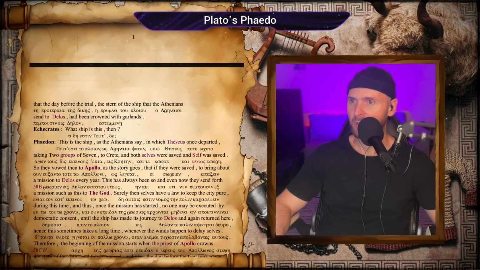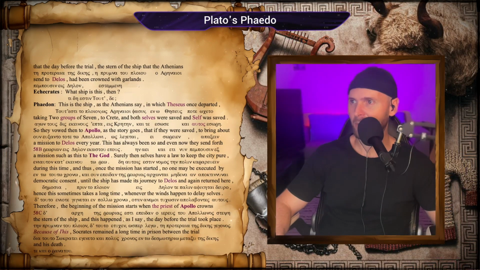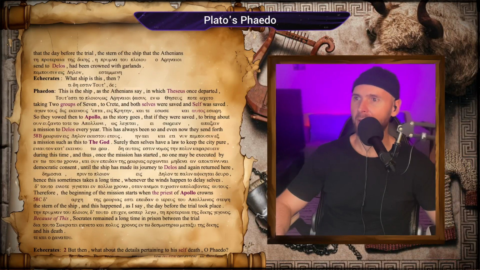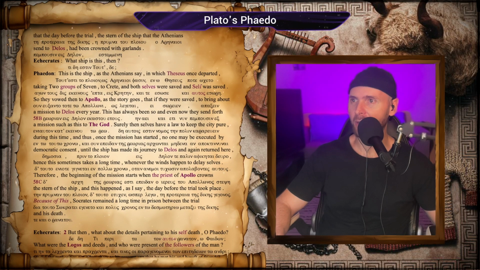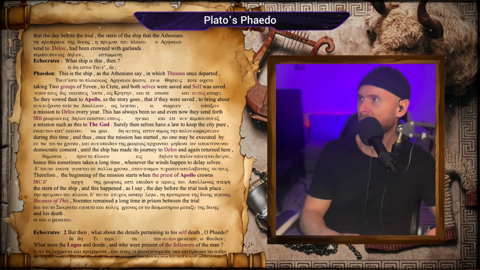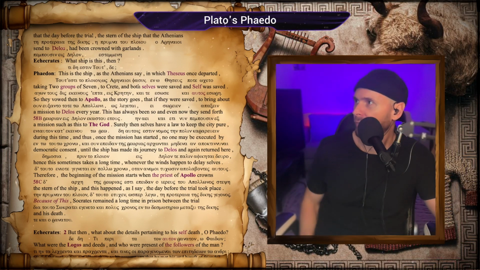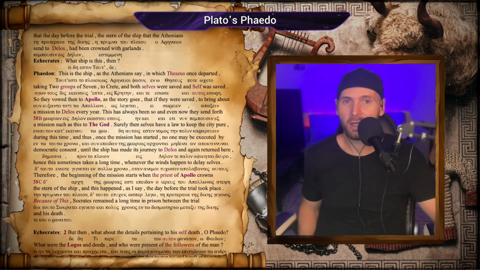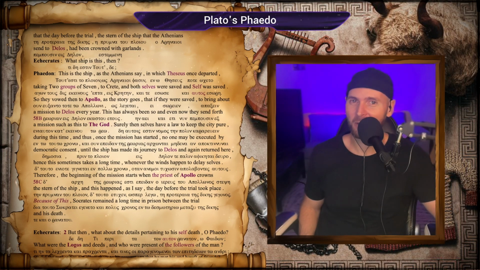The day before the trial, the stern of the ship that the Athenians sent to Delos was crowned with garlands. What ship is this? The ship in which the Athenians say Theseus, a myth, once departed taking two groups of seven to Crete, and both selves were saved and self was saved. Okay. So, we have a math problem. You ever played a game and you notice that there are seven statues on one side, but six on the other? You think, oh, okay, there's something we've got to do here. This is a math puzzle. We've got to find the other statue.